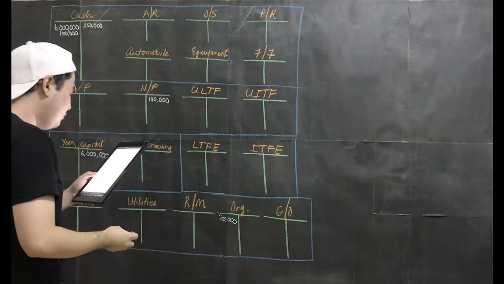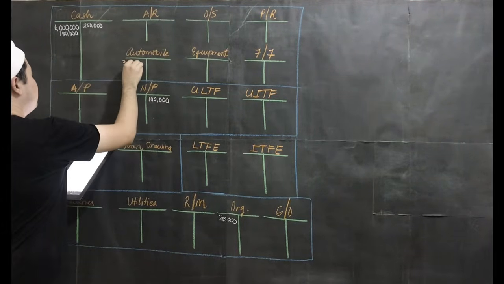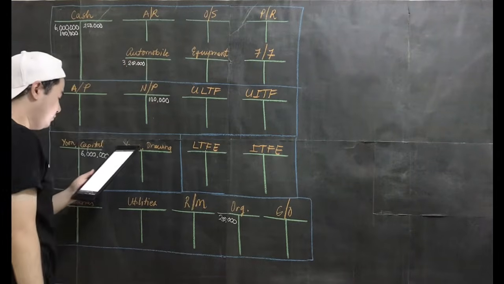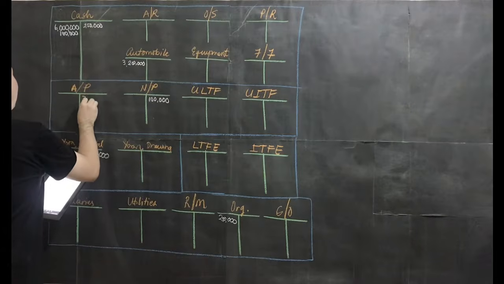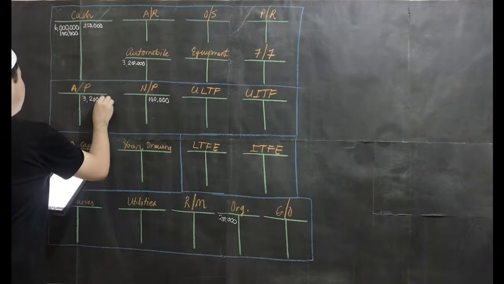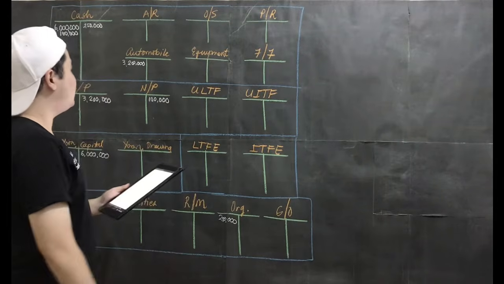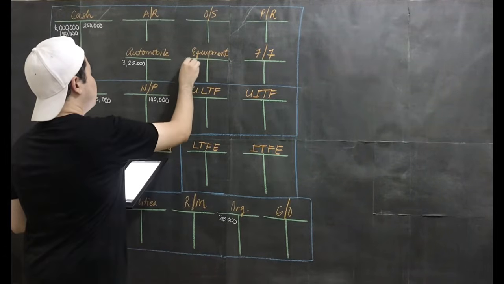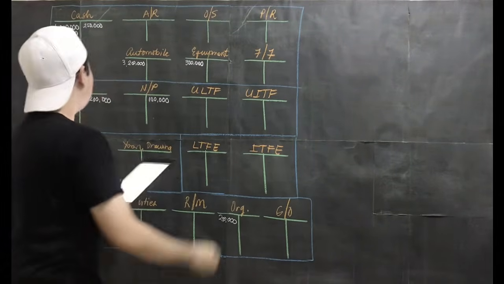Debit automobile, 3,200,000. Credit accounts payable, 3,200,000. We continue with debit equipment, 300,000. Credit cash, 300,000.